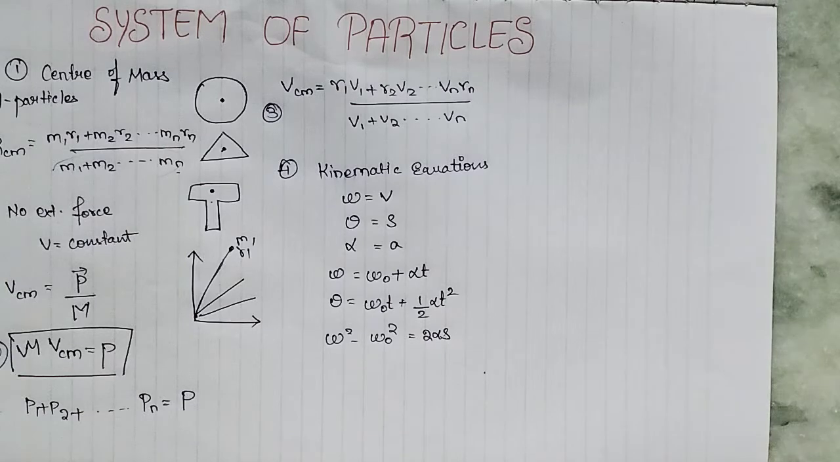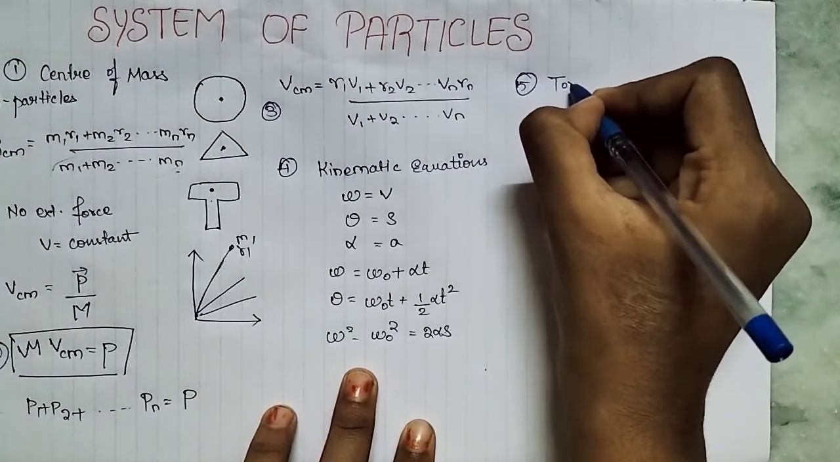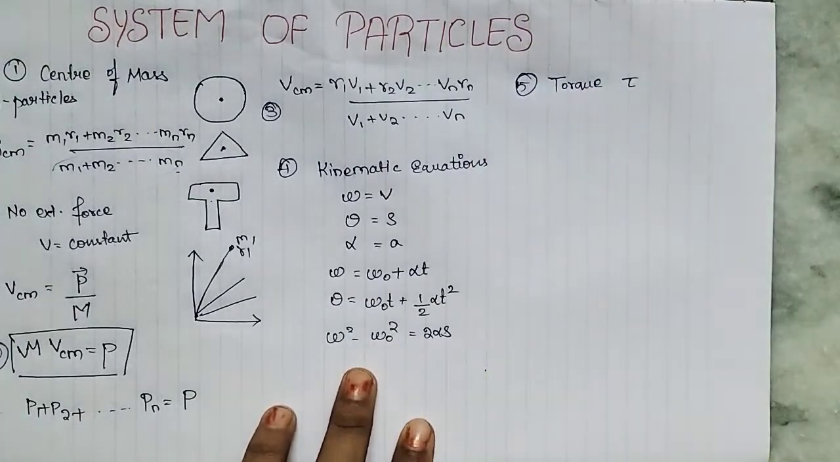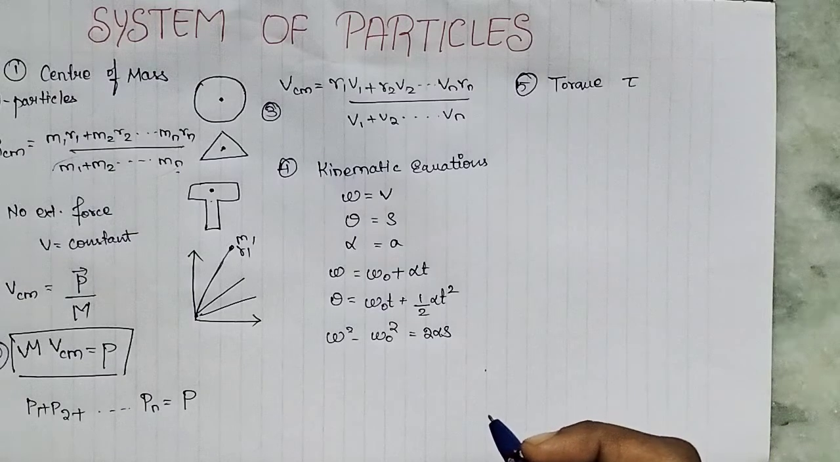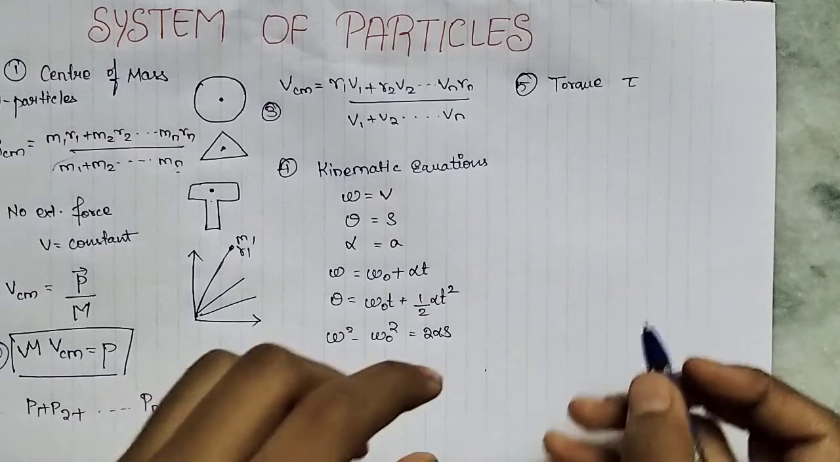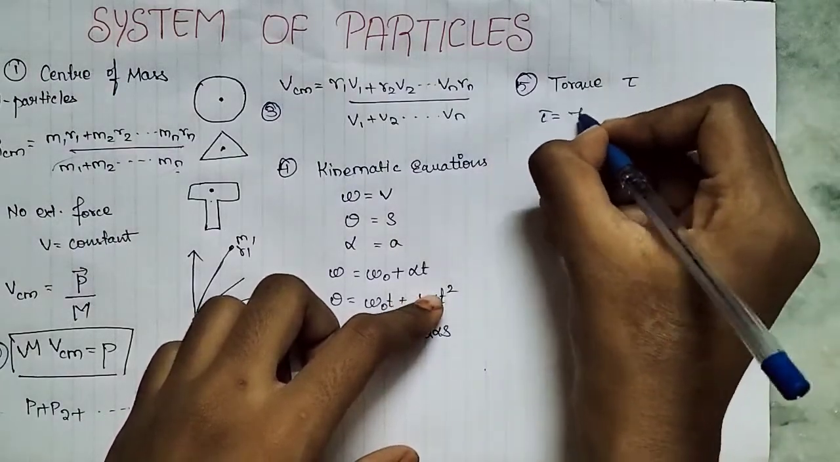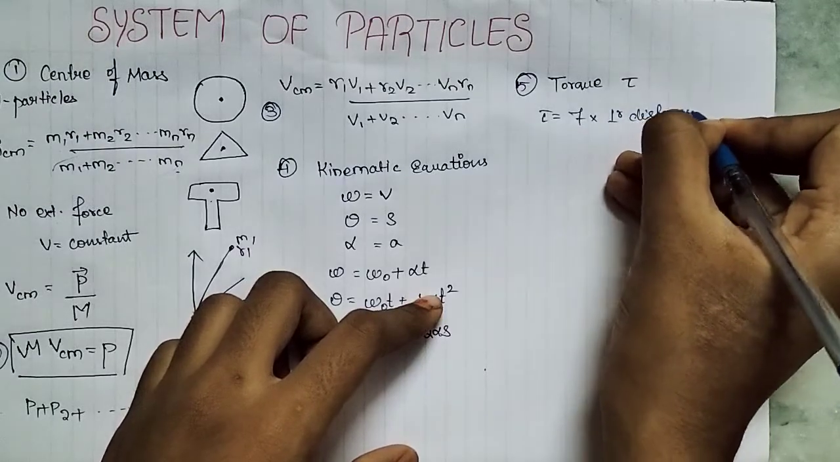Now the rotational analog of force we can call torque, correct? The fifth equation is torque, which we represent as tau. This tau is the moment of force, also called the turning effect of force. How can you write the formula? Torque equals force into perpendicular distance. So this is one formula for torque.